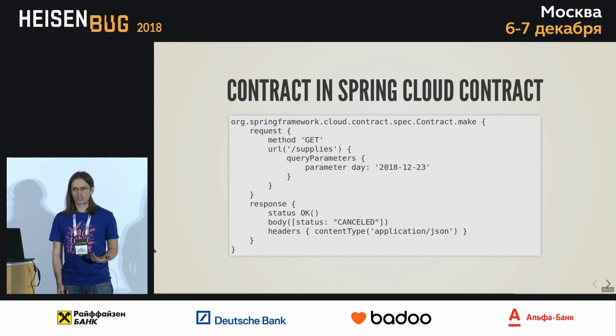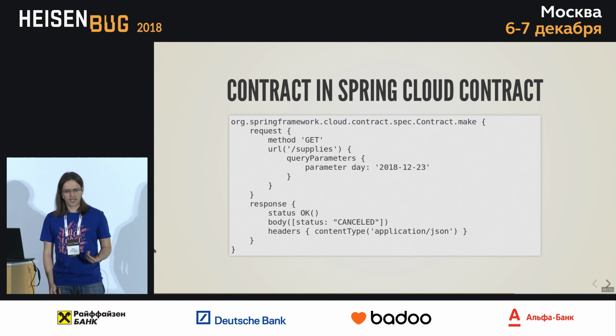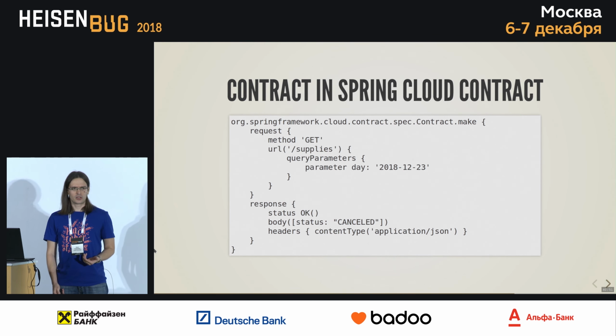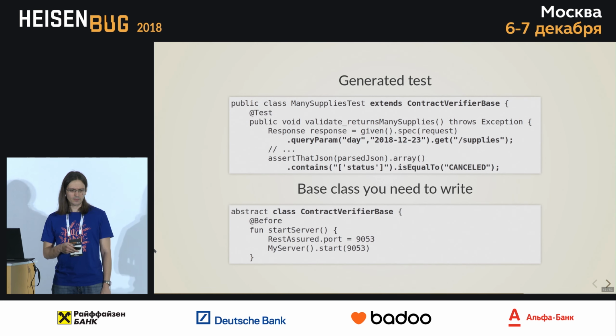This is how the contract looks. The syntax is not important. You get some code completion if you use Groovy. Logically, it's the same as with Pact, just the form is a bit different. While you run it, you get a generated test with logic defined in the contract. It executes assertions, and you don't touch this file. This file is generated during your build.